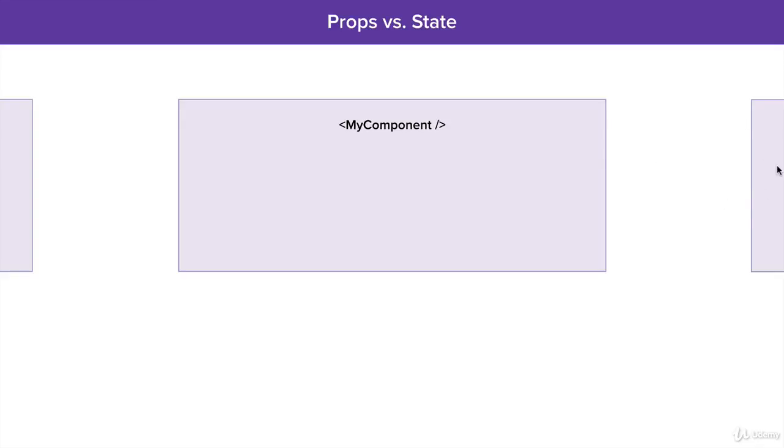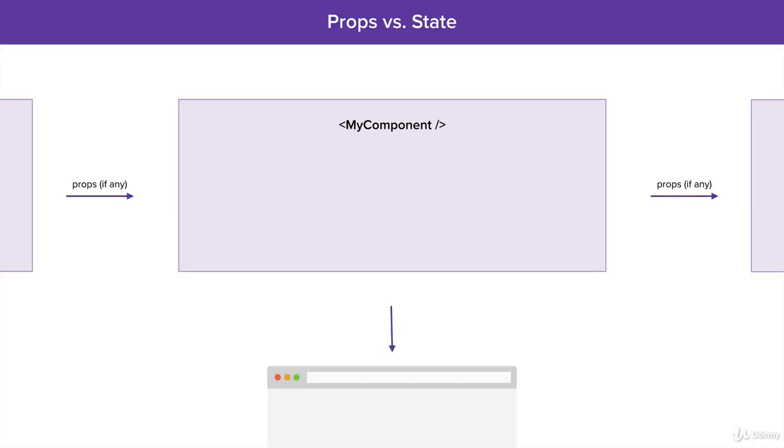Now we know that data, props, flow in one direction. That allows us to pass things between components. So the parent could pass some data, if any, to my component, and my component, if it had a child, could pass props down. We also know that my component is going to render something to the screen. There is rendered output, and this is just JSX. We have access to props and state when we're rendering. So let's go ahead and actually look at props and state side by side.